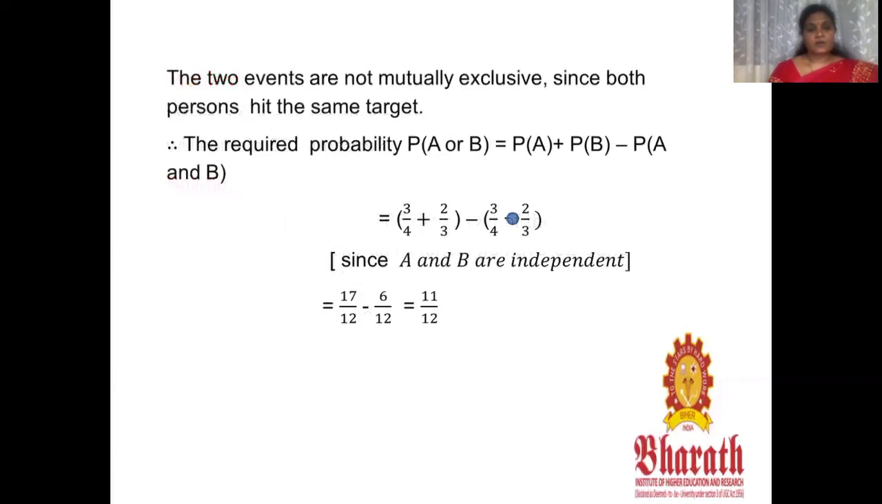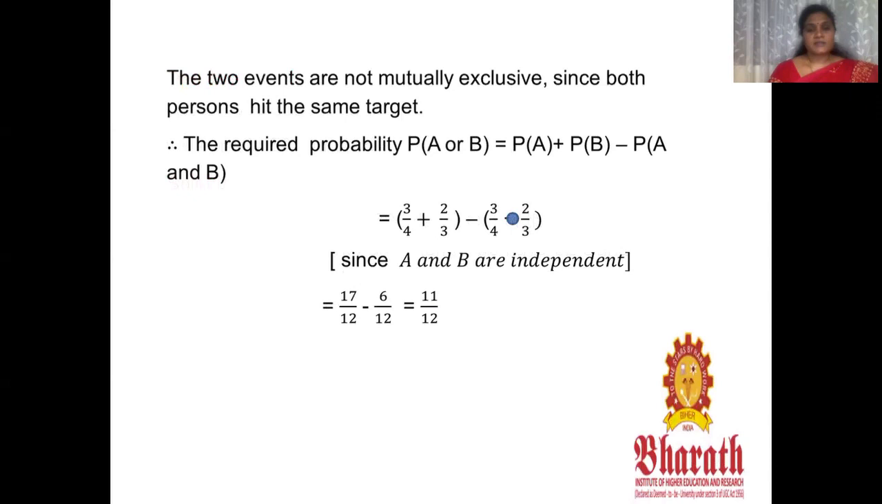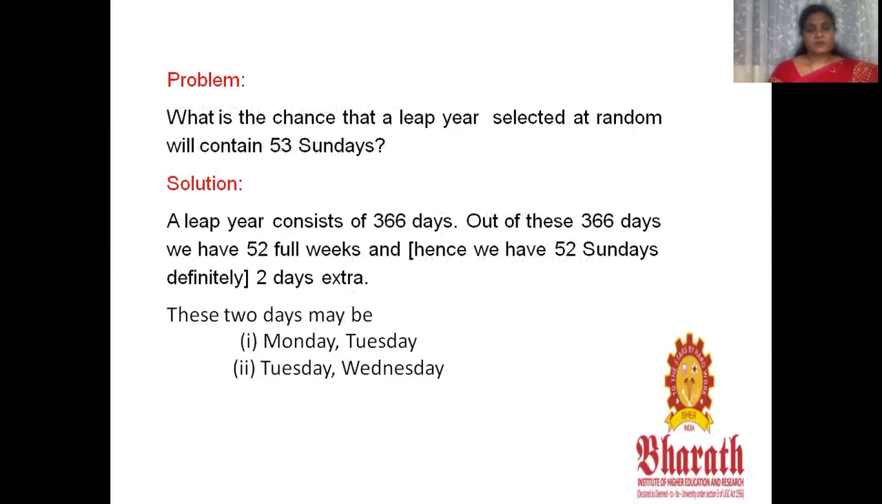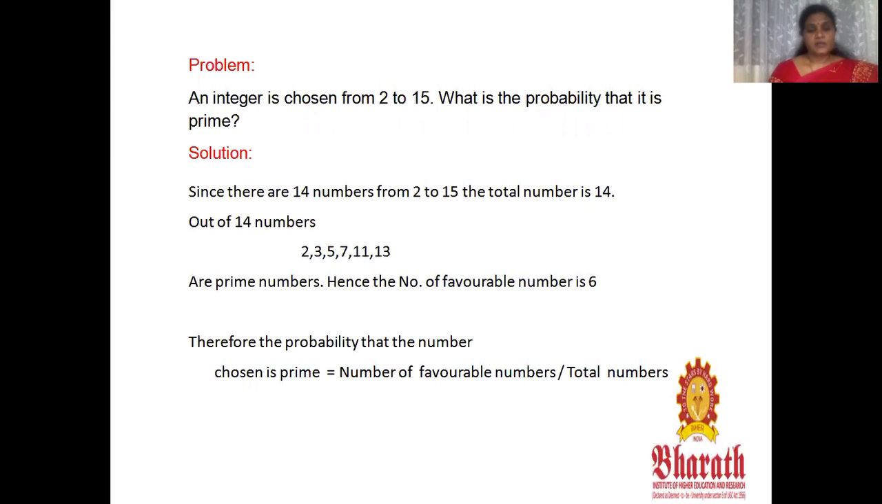And in the previous problem, we have 2 people who hit a target in 3 out of 4 shots. Then we get the solution as 11 by 12. So these problems help us to find the probability, which will be useful for the entire topic.